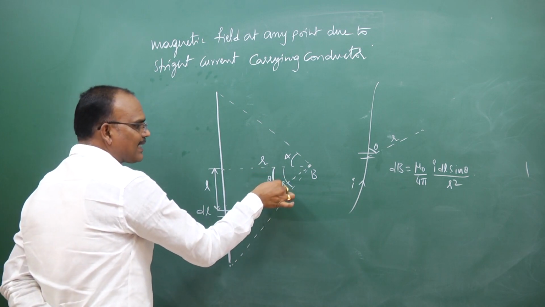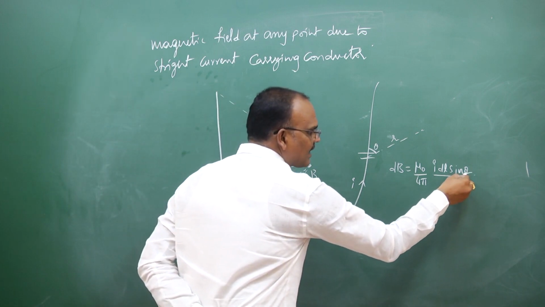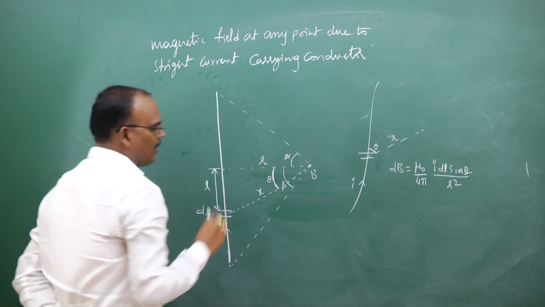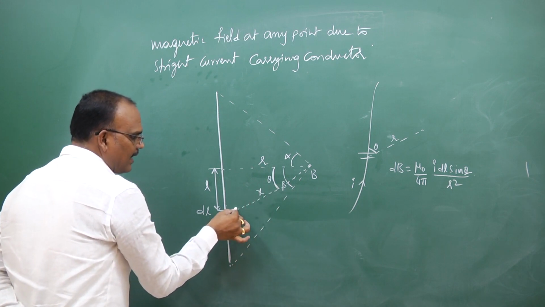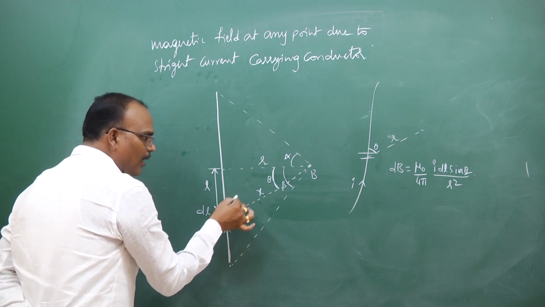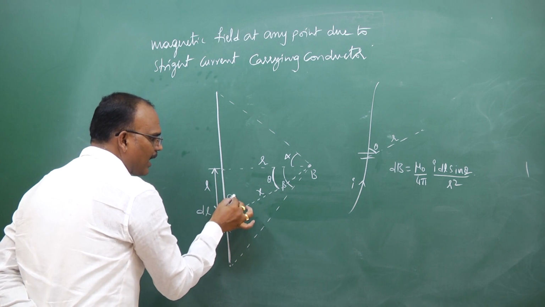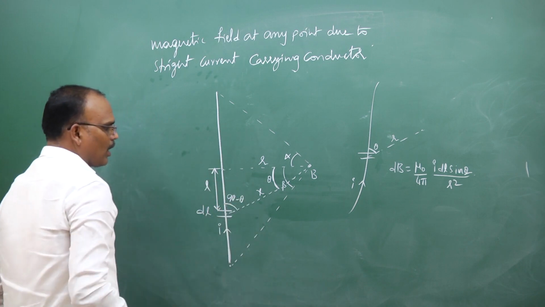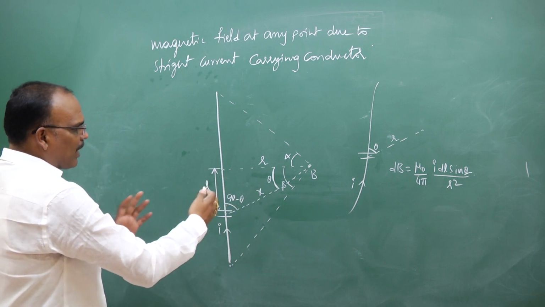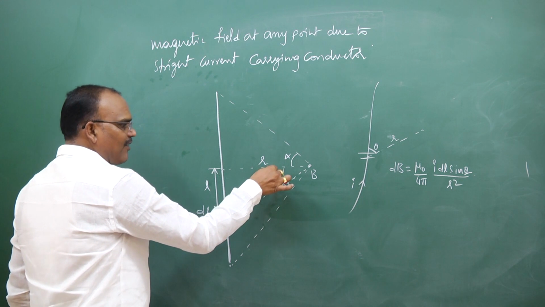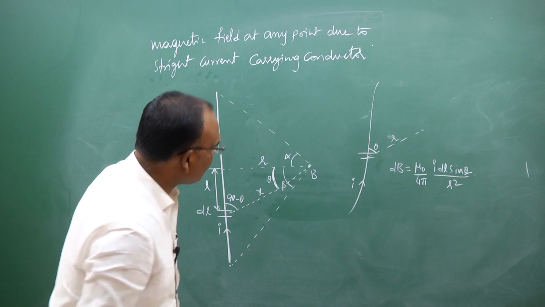So that's why this angle I have taken as theta, but in the Biot-Savart law, theta is the angle between dl and R only. Here R is X and dl is dl. This angle is actually theta, but I have already taken theta here. Here 90 degrees is there, so it becomes 90 minus theta. I don't want any confusion here, so first I have taken theta here. This is 90 minus theta.